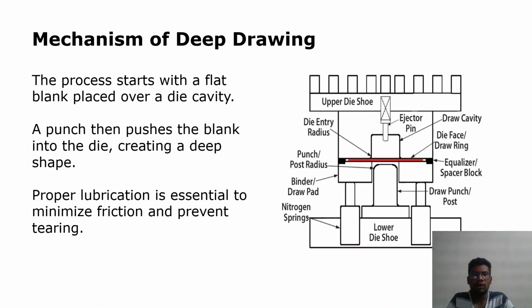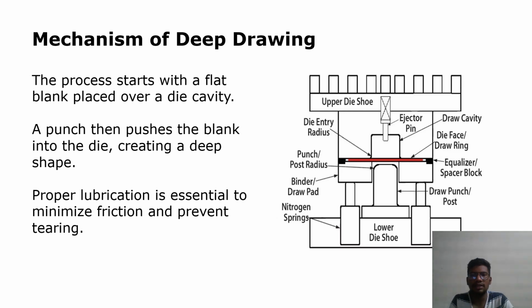Mechanism of deep drawing. The process starts with a flat blank placed over a die cavity. A punch then pushes the blank into the die and creates a deep shape. Proper lubrication is essential for minimizing friction and preventing galling.